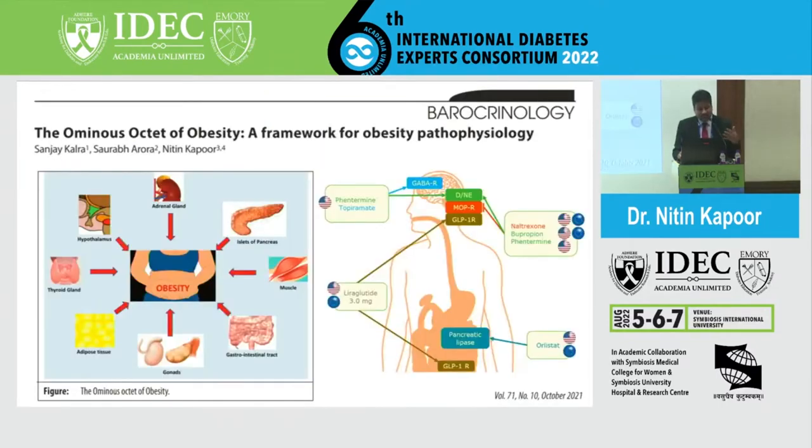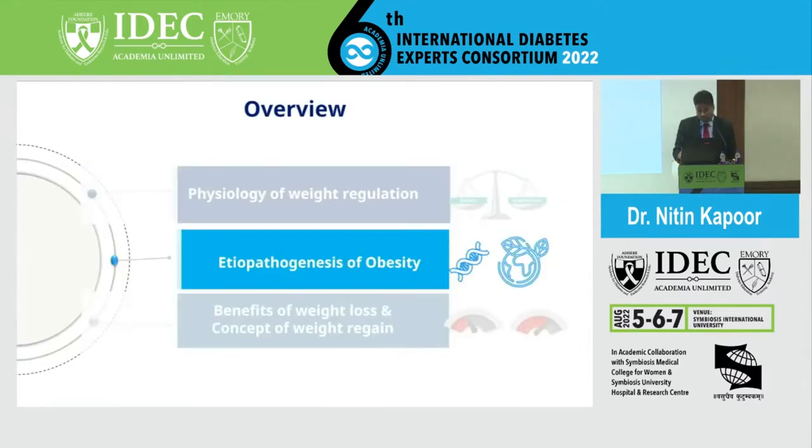And as I said before, like we have an ominous octet for diabetes, similarly, we may have an ominous octet for obesity, and we may have specific targets to manage these. And I think we are getting newer drugs which are helping to modulate these. And so with this, I move on to the second aspect of my talk, and this is on the etiopathogenesis of obesity. And as I said before, it is very important for us to find out why a particular patient who comes to visit you for obesity management has obesity.